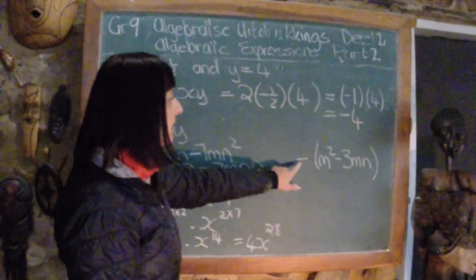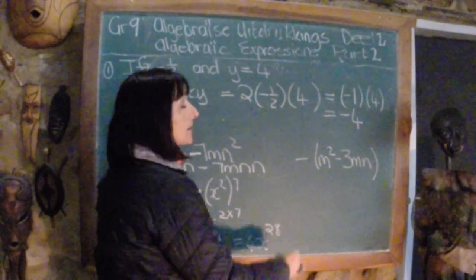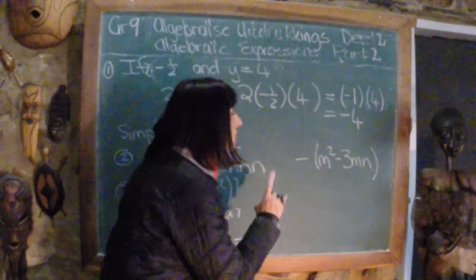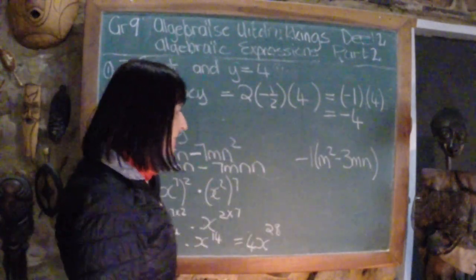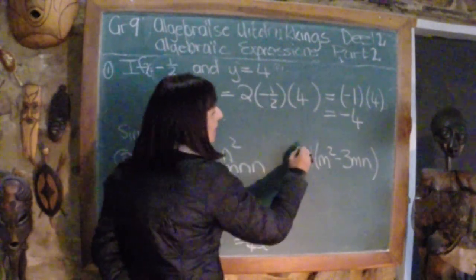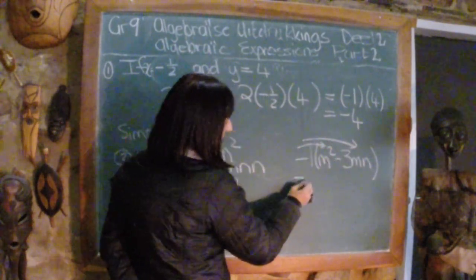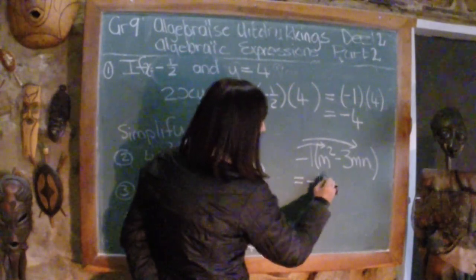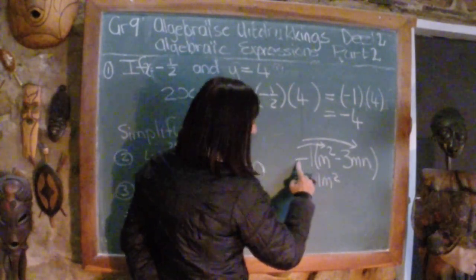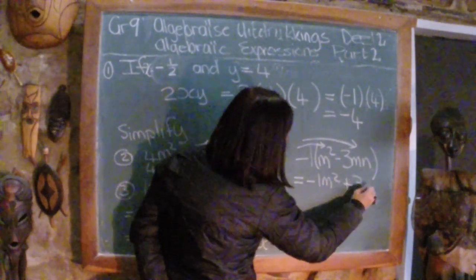Let's look at this one now. There's nothing in front of the bracket, but when I see nothing in mathematics, there's always a 1. So there's a little 1 that I can't see. I can insert it there, and I can multiply the 1 into the bracket. So I have minus 1 times m squared is minus 1m squared. Minus times a minus gives a plus 3n.